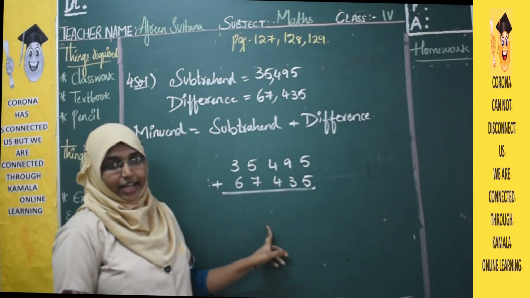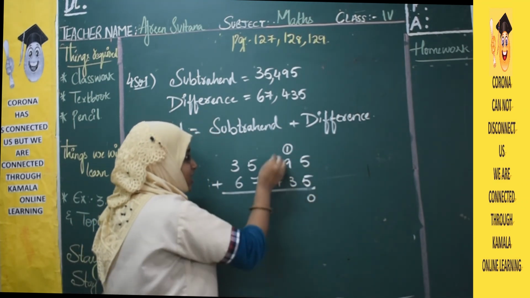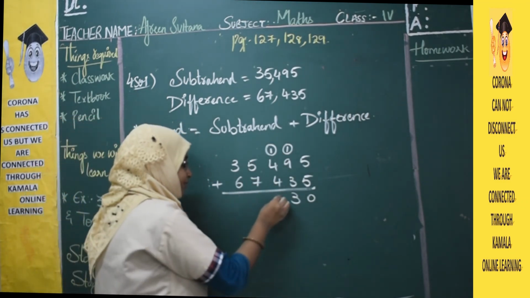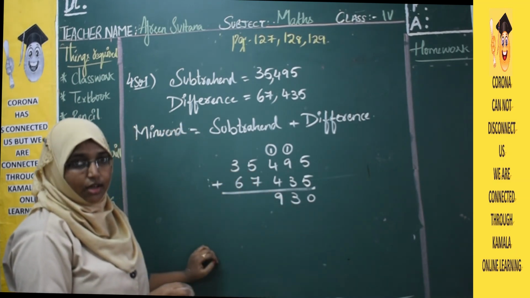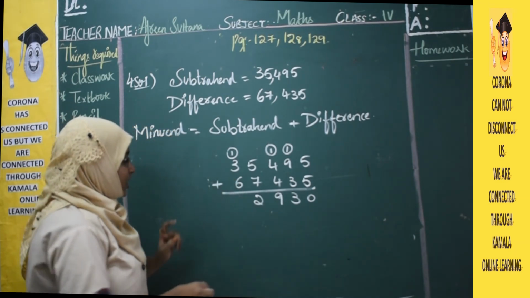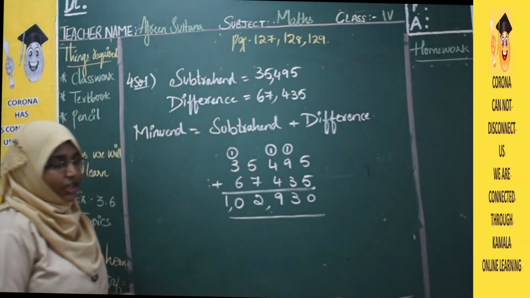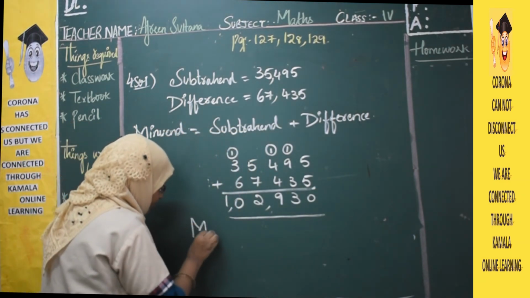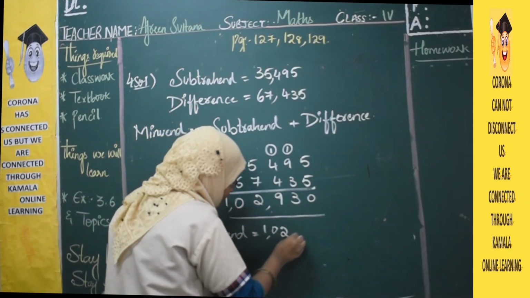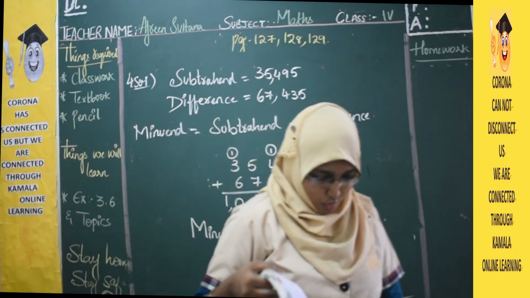5 plus 5 we get 10. So 1 will be carried, 0 down. 9 plus 1, 10. 10 plus 3 is 13. 4 plus 4, 8. 8 plus 1 is 9. Next, 7 plus 5 we get 12. So 1 will be carried, 2 we write down. 6 plus 3 is 9. 9 plus 1 is 10. So now if you put a comma, that is 1,02,930, our minuend. With this we have finished our exercise number 3.6.